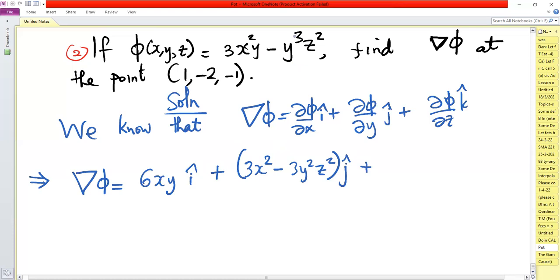plus this function, when you differentiate with respect to z, first term will be 0 because there is no z variable here. Second will give us negative 2y cubed z, and then this will be our k.